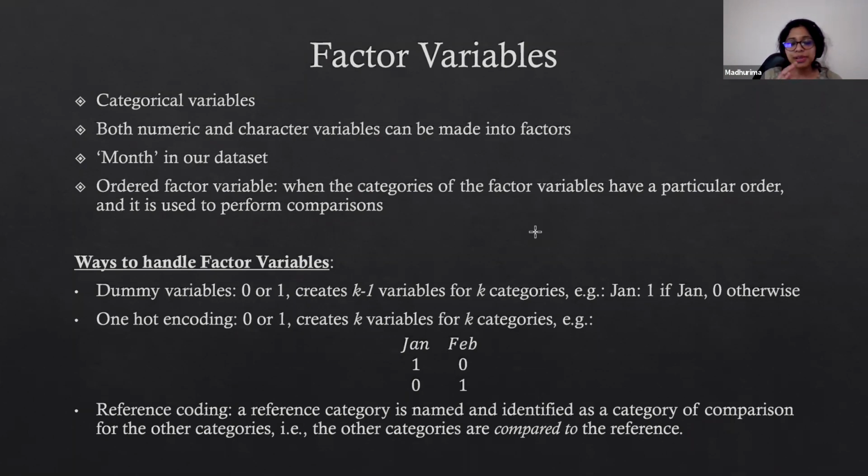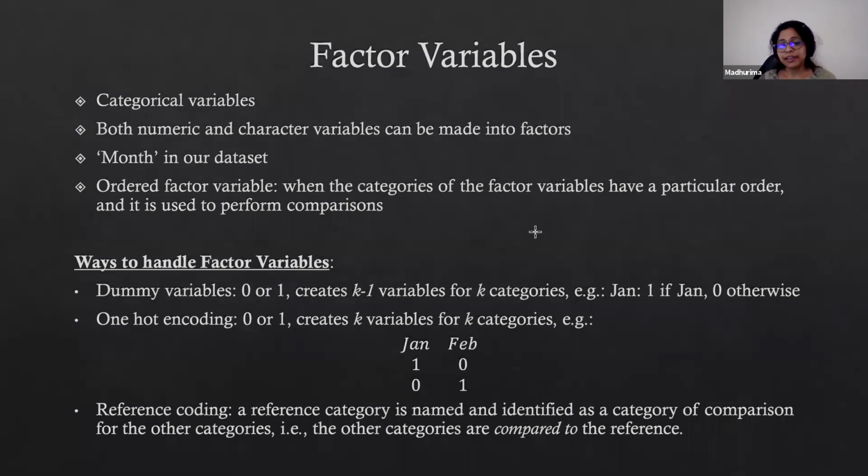There are very simple ways to handle factor variables, and I'm sure all of you have heard about one-hot encoding and dummy variables. It's just a way to handle categorical variables. And dummy variables is just you encode it into 0 or 1, and it creates k-1 variables for k categories.